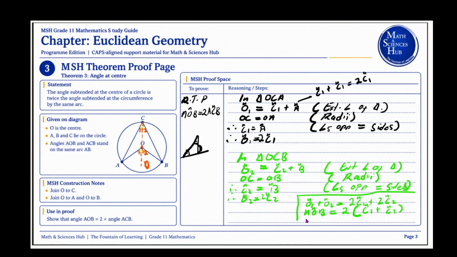Therefore angle AOB equals twice what? Angle ACB. That is our proof. We have proven that angle AOB equals twice angle ACB. And how do we apply this theorem when proving? It is that angle at center equals 2 times angle at circumference.